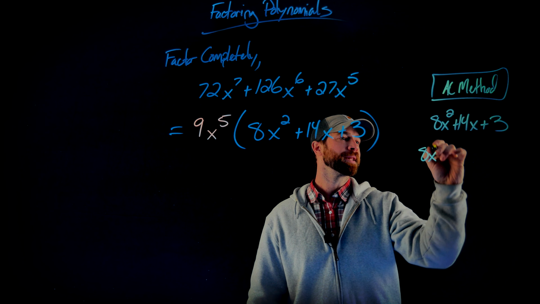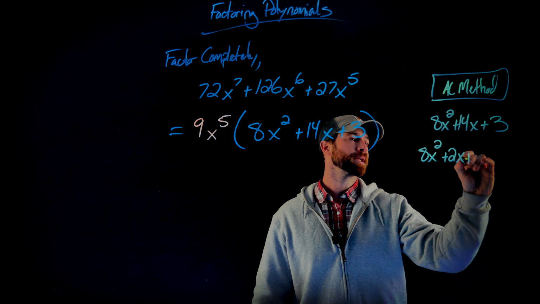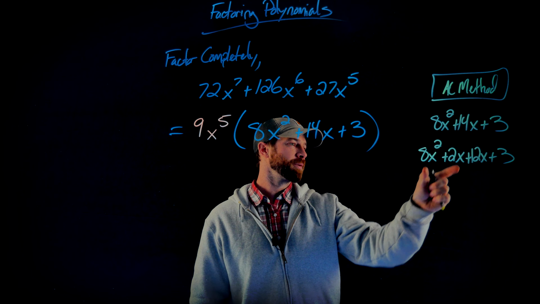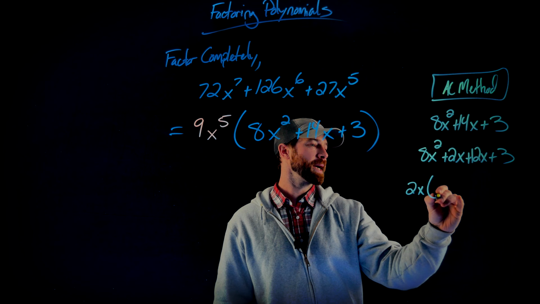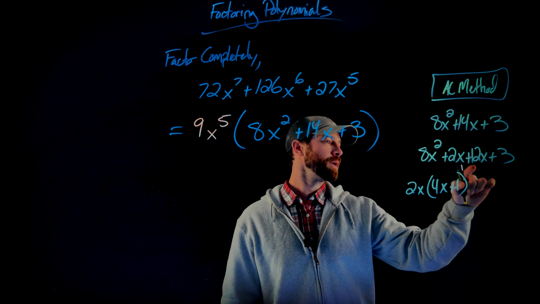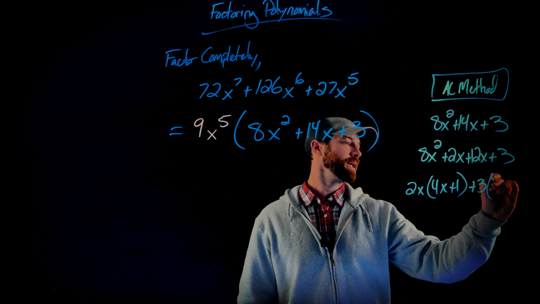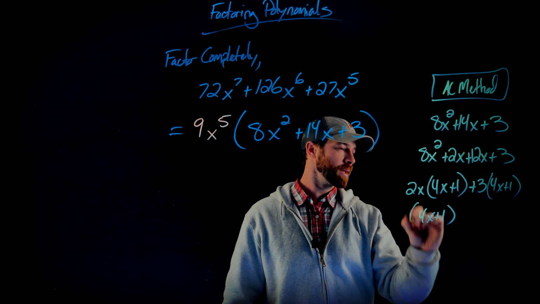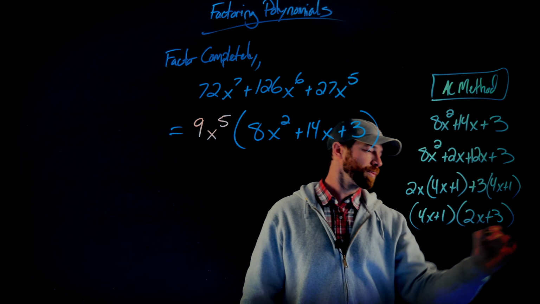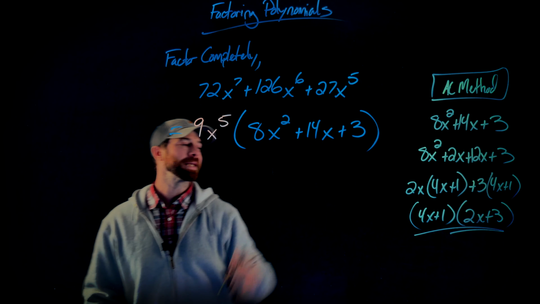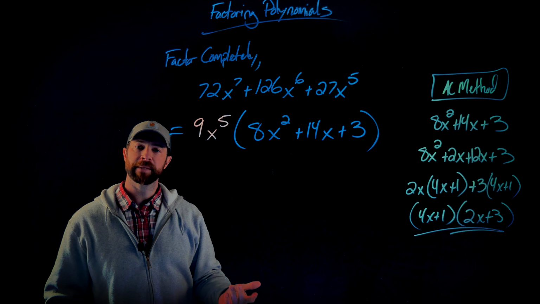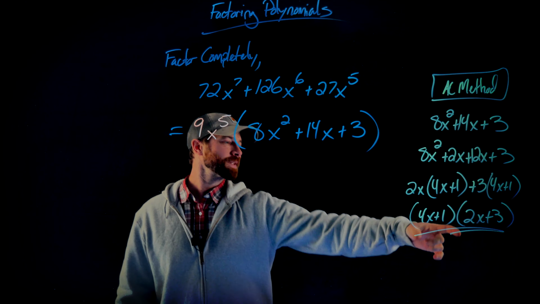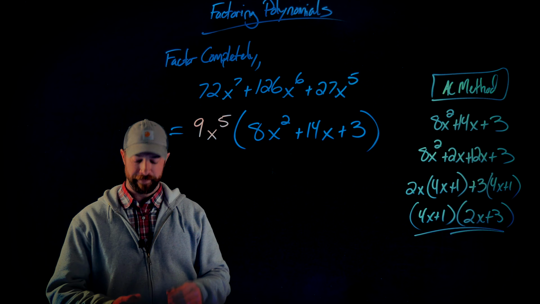So I will split this middle term up. I'll write this as a 2x plus a 12x plus 3. Then I'm going to do factor by grouping. The greatest common factor out of these two is a 2x. I get a 4x plus 1. Over here, I can factor out a 3, getting a 4x plus 1. Everything looks great. I have 4x plus 1 times 2x plus 3 is the factored form of this inside the parentheses. And so the last step, all I need to do is rewrite this 8x squared plus 14x plus 3 in this factored form, and then I have factored completely.